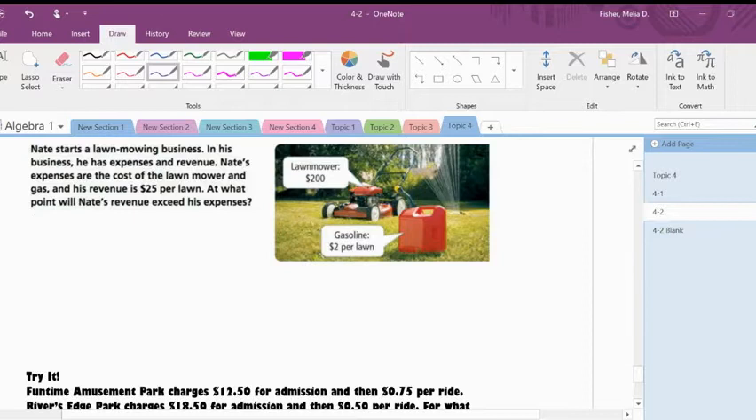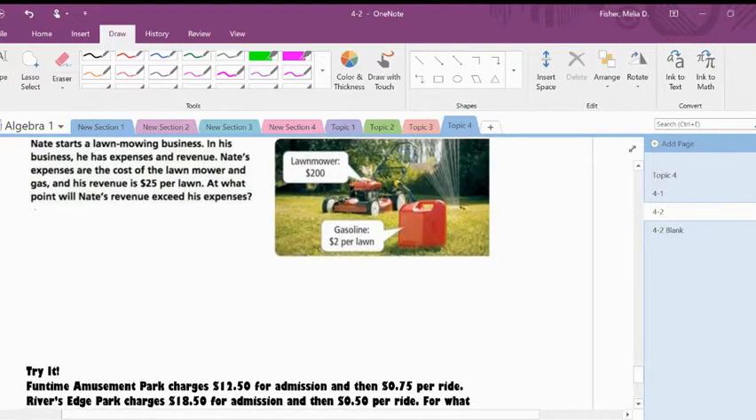Example 4. Nate starts a lawn mowing business. In his business, he has expenses and revenue. Nate's expenses are the cost of the lawnmower and gas, and his revenue is $25 per lawn. At what point will Nate's revenue exceed his expenses?